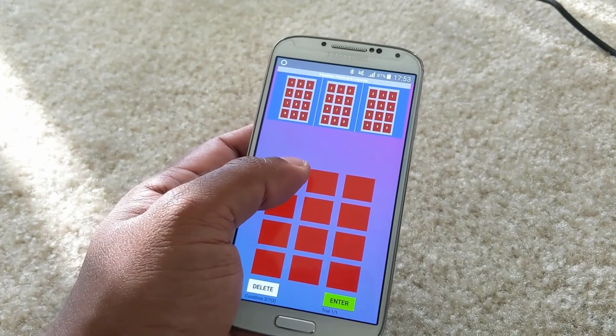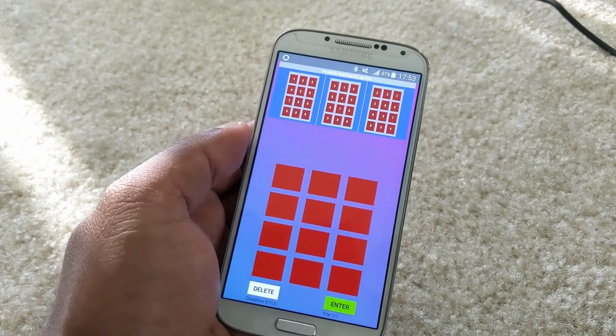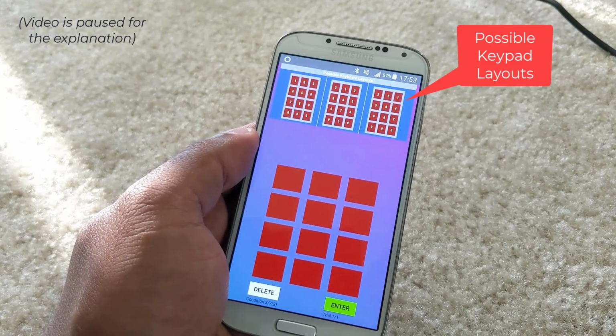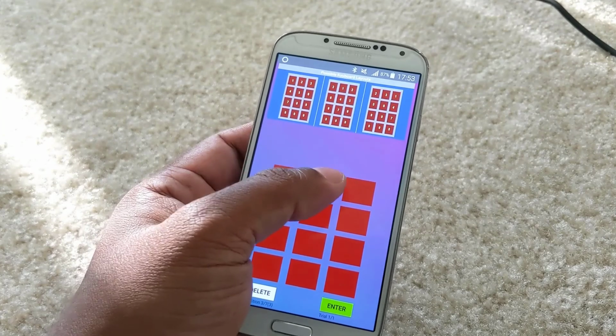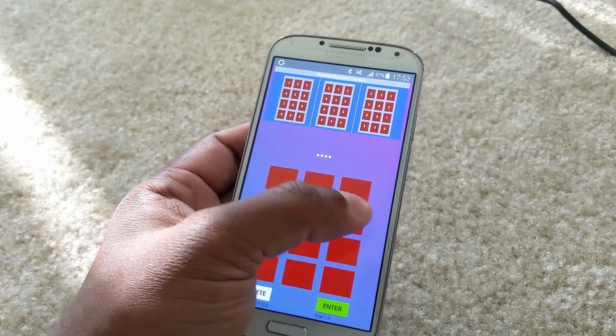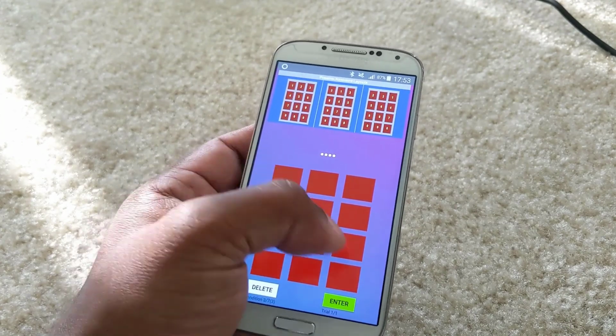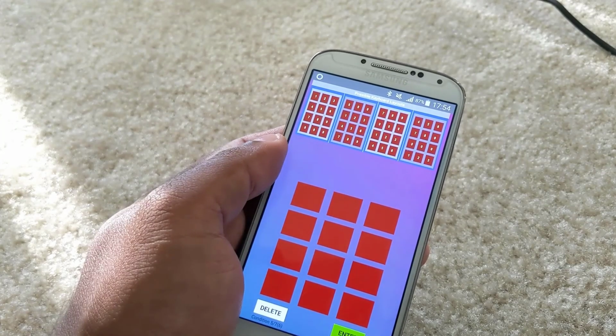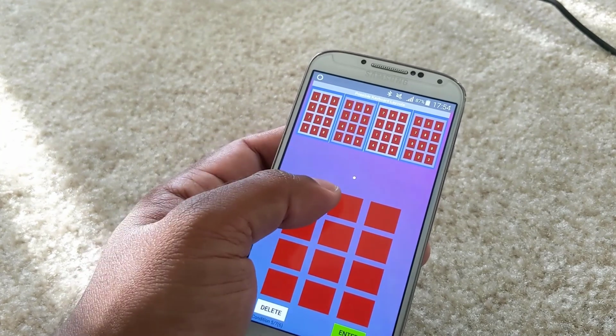To trigger the haptic patterns, the user performs a long touch gesture on any tile of the keypad. When the user identifies the number of that tile, the possible keyboard layouts displayed on the top can be referred to identify the current keypad layout. Next, the user can enter the corresponding PIN depending on the keypad layout. In touch shifting methods, this process is repeated every time a user enters a digit.